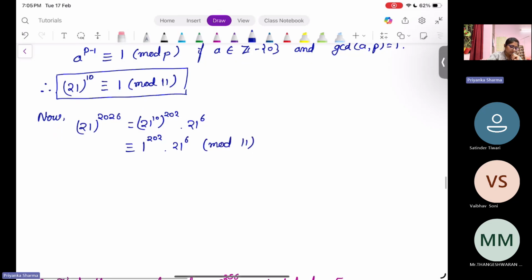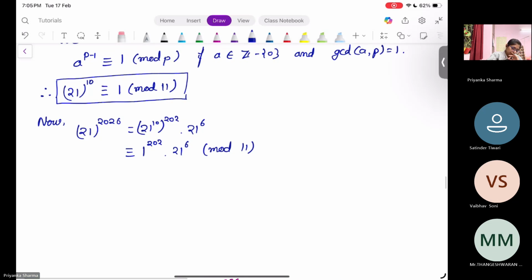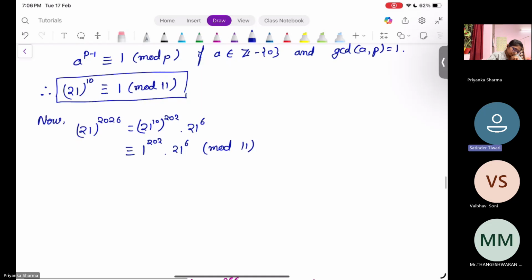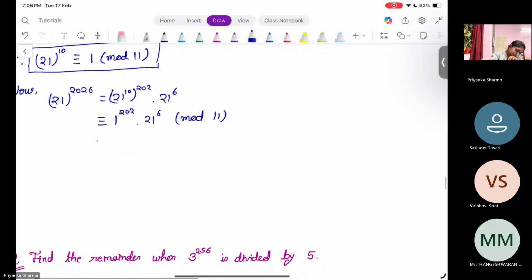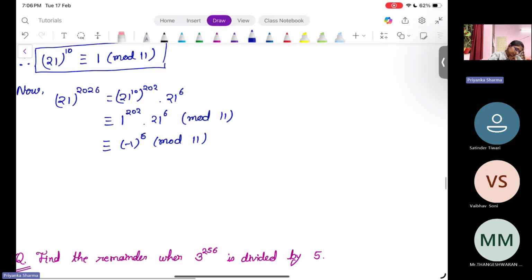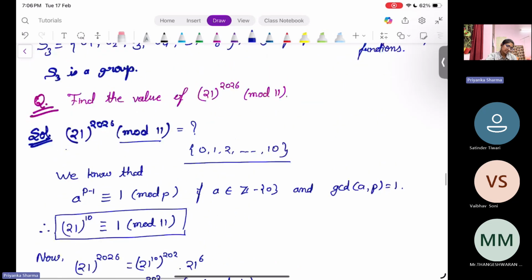Now is this clear? Now 21, we can write it as -1 mod 11, and this will be equivalent to 1 modulo 11. Okay. So the answer is 1 here.